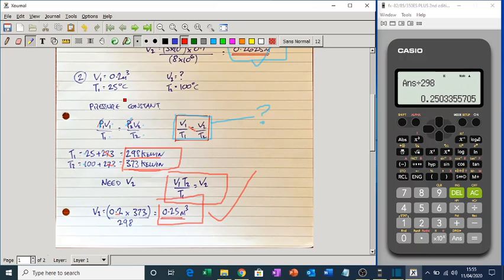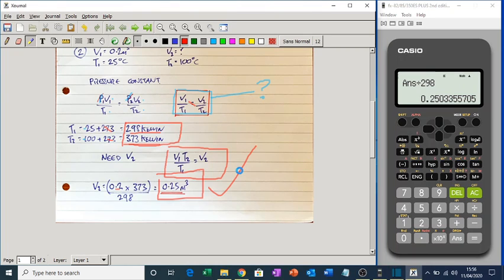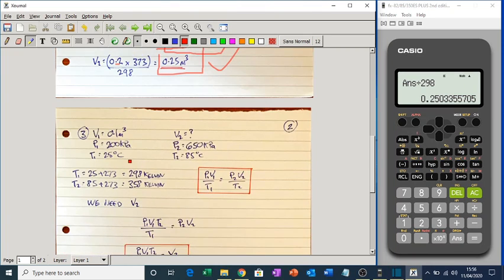Tick. So we keep the pressure constant, we increase the temperature from 25 to 100 degrees C, obviously in Kelvin, and that's going to cause the gas to expand, the volume to expand. That's number 2.